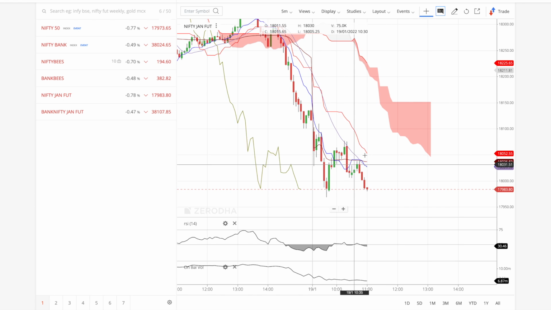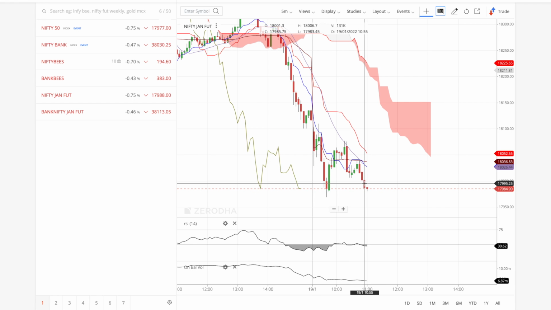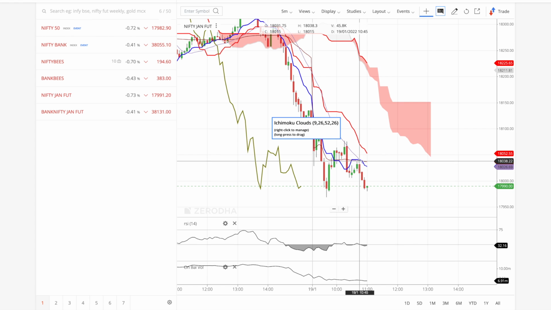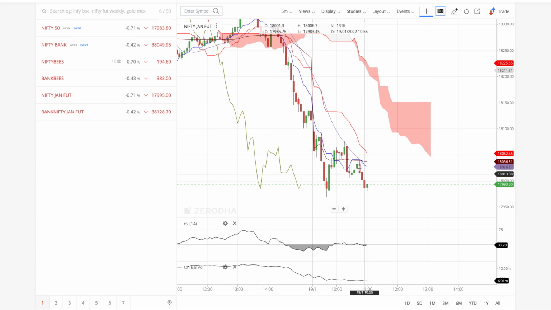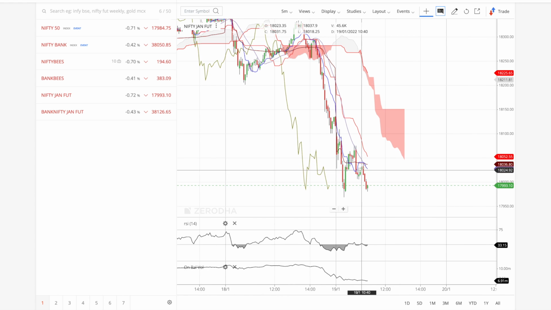down below the VWAP. That was one thing. Second thing is price also came below the Kijun over here, went back, tested the Kijun, and has fallen again, right? So the Kijun is acting as a resistance. That's a good sign for a trend. Like there might be a trend established.